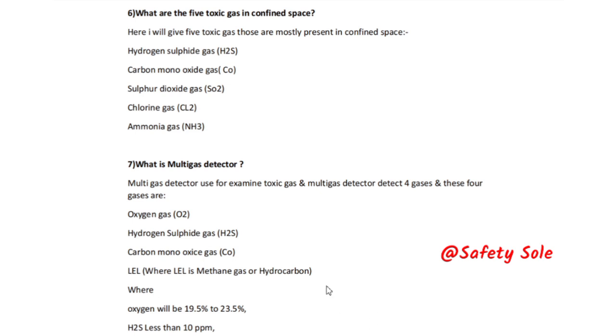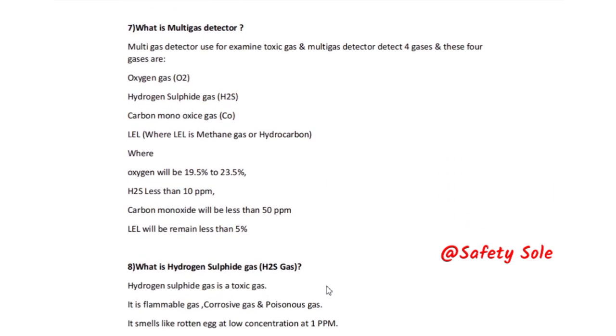Next, what is a multi-gas detector? A multi-gas detector is used for examining toxic gas, and it detects four gases: oxygen, hydrogen sulfide gas, carbon monoxide gas, and LEL, where LEL is methane gas or hydrocarbon. Oxygen will be 19.5% to 23.5%, H2S less than 10 ppm, carbon monoxide less than 50 ppm, and LEL will remain less than 5%.